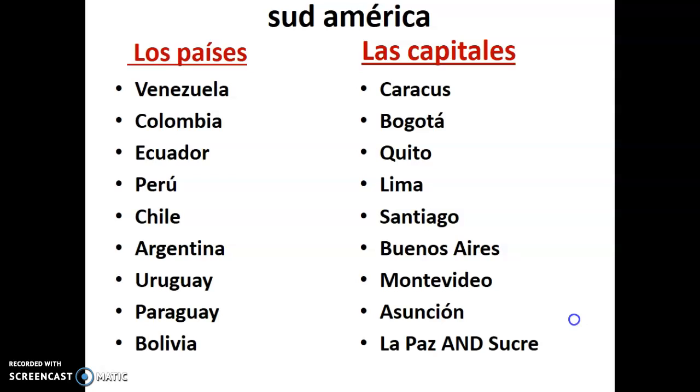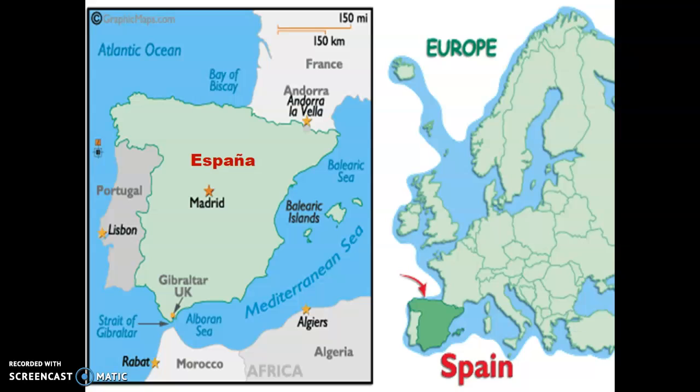Bolivia has two capitals, La Paz and Sucre. One just serves a judicial capital and one is more a federal capital. Brazil, remember they speak Portuguese, but its capital is Brasilia. And then of course, Europe, its capital of España, of Spain, is Madrid.